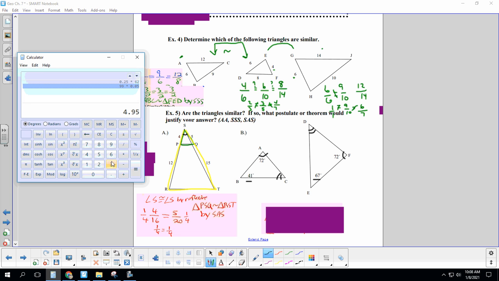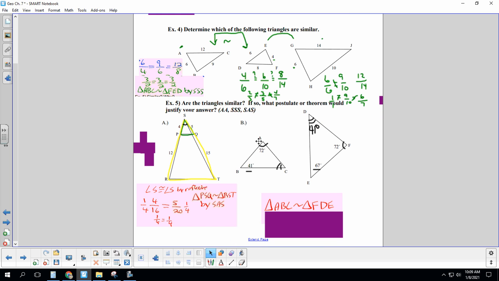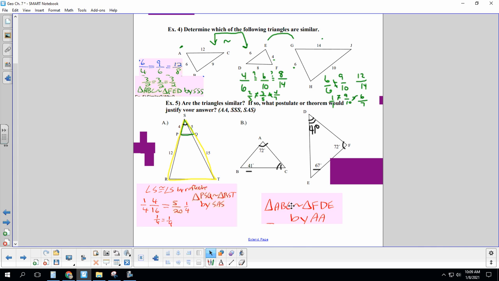We've got 67 plus 72 is 139, and we subtract that from 180, and it is 41. Yay. Okay, so then we can say triangle ABC is similar to triangle FDE by angle-angle.